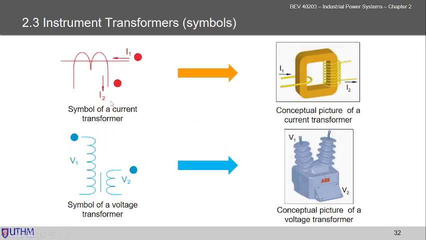And this is a symbol for the current transformer. You can see the dot here. The dot is where the current enters. For example, the current enters from this side. If the dot is shifted to here, that means the current enters through this side and goes out through the other dot. Same for the voltage: this is the positive side. So these are illustrations of the current transformer and the voltage transformer.